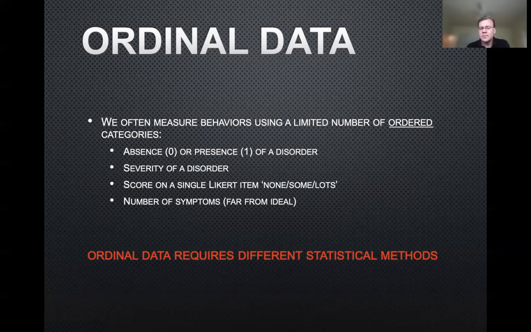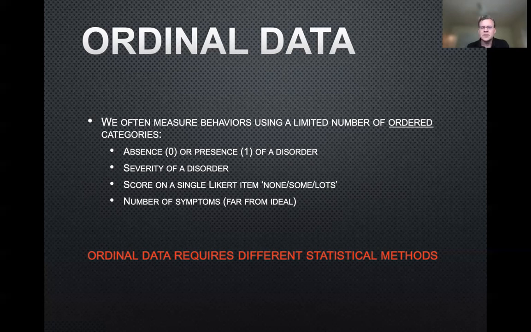Or we count the number of symptoms that people have and treat those as ordinal. Of course, that's not necessarily the best case, because symptoms may actually come from a Poisson distribution, which deviates from what we're really talking about here. But nevertheless, it's better to treat them as ordinal than as continuous.